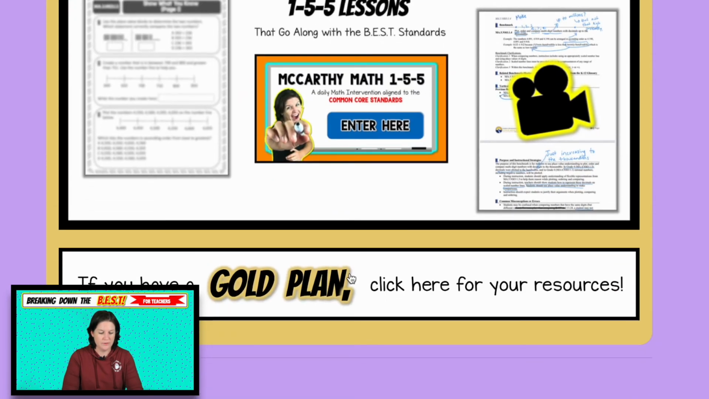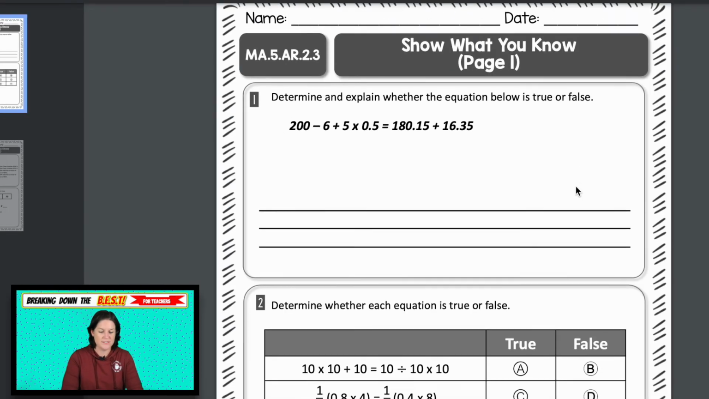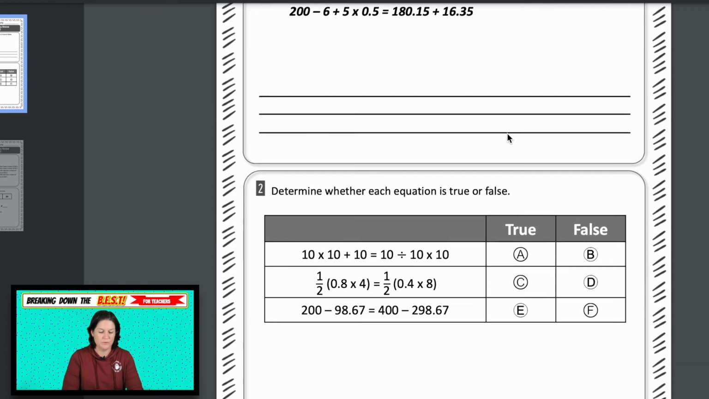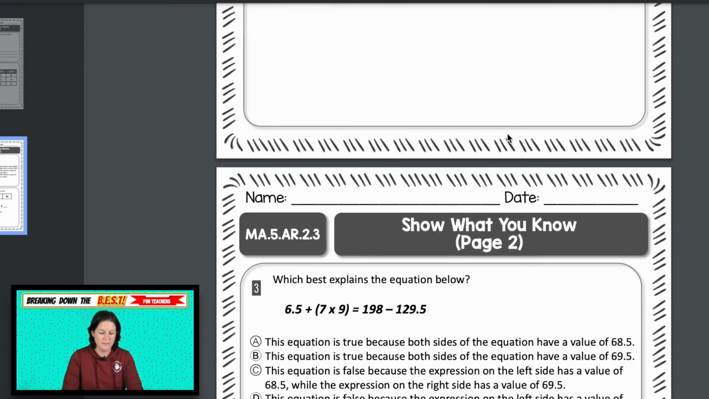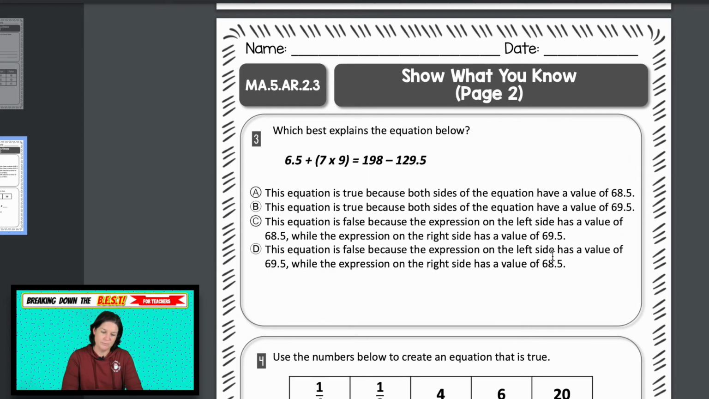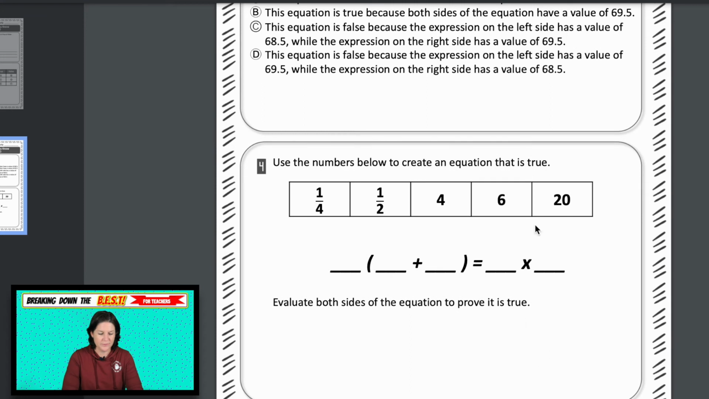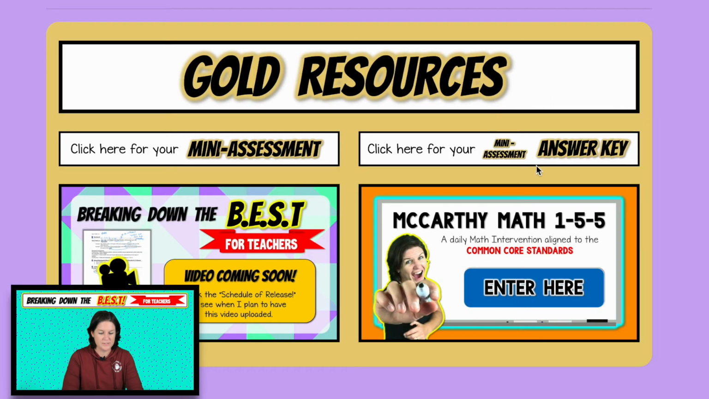Gold members, if you have the gold plan, then you have access to everything. You have a mini assessment right here that's aligned to the standard with a variety of question types. Here's one that we saw, similar to what was in the guide that the Florida Department of Education releases. Mini assessment, you have your answer key right there. Your Breaking Down the Best video is right there for you if you're a gold member, which is ad-free. These videos are available on YouTube, but they do contain ads. And if you have the gold plan, you get the nice little benefit of having it right there with all of your resources.